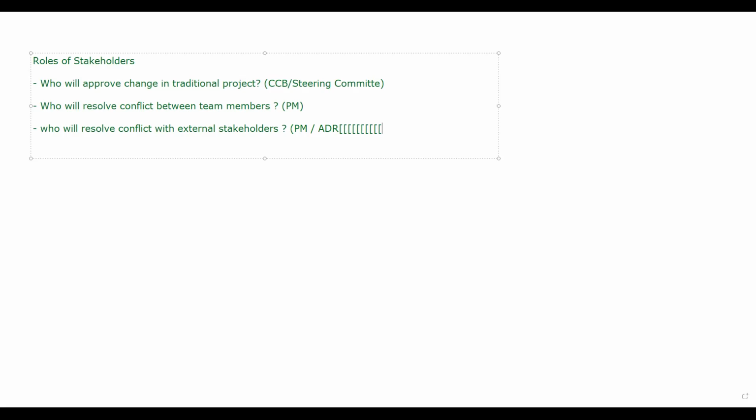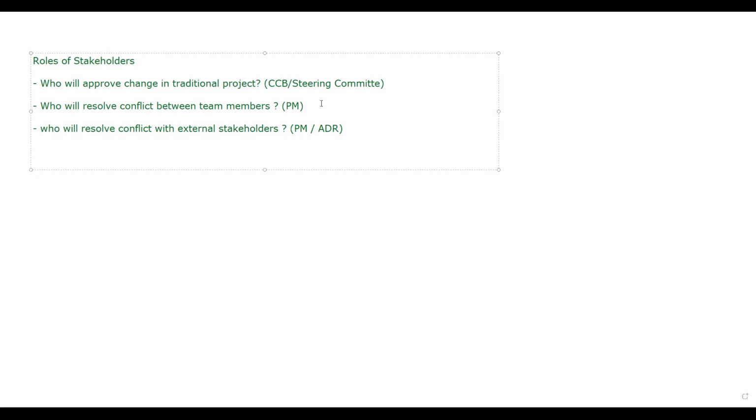After PM? After PM, if he could not solve it, then ADR, sir. The sponsor has nothing to do with external stakeholders. You guys agree with that? Yeah, sponsor. Right? The sponsor is just giving us the money to perform the work. If your contractor is not working, it's your problem, not the sponsor's problem.